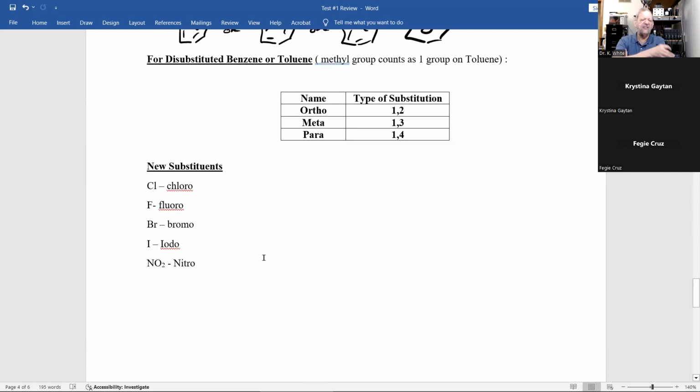Now, at this point, I introduced some new substituents. Cl is called a chloro group. Fluorine, F, is a fluoro group. Bromine, Br, is a bromo group. Iodine, I, is an iodo group. And another very important one, NO2, where the bond goes to the nitrogen, not the oxygen. That's called a nitro group.